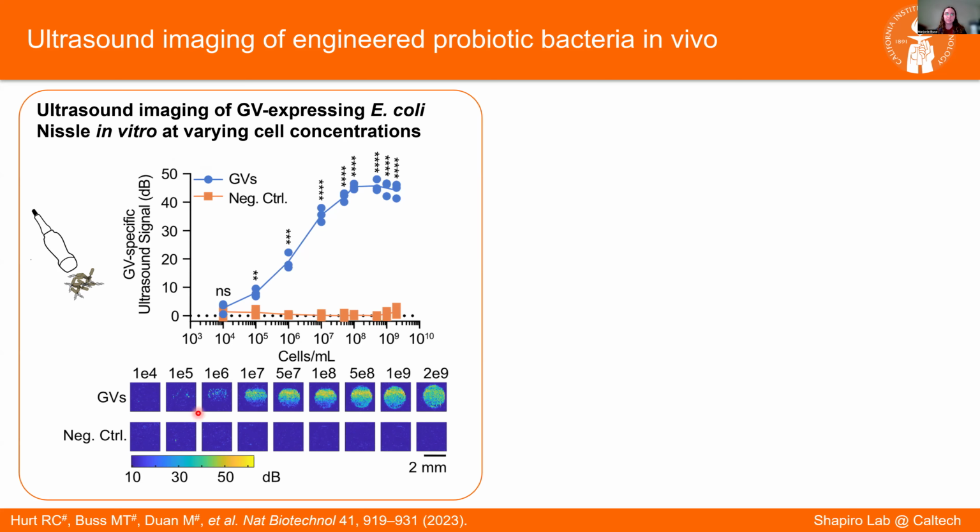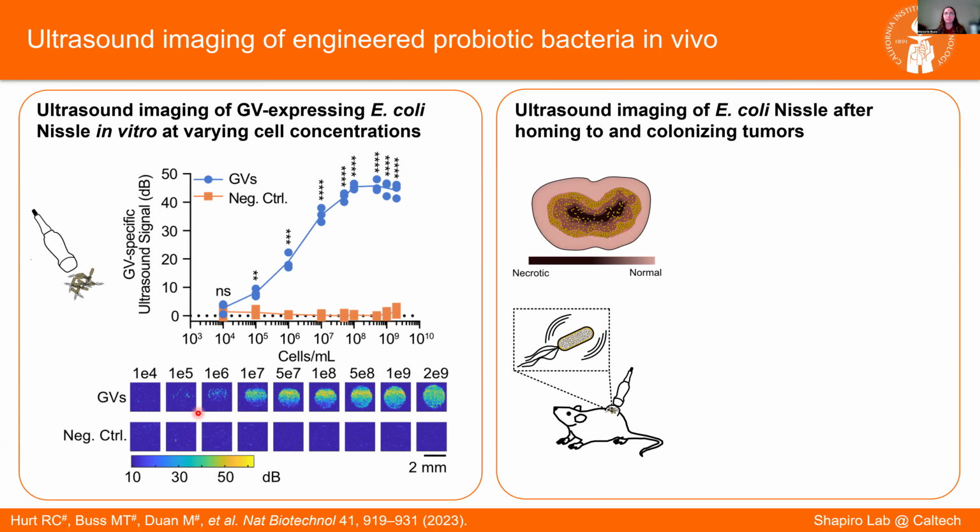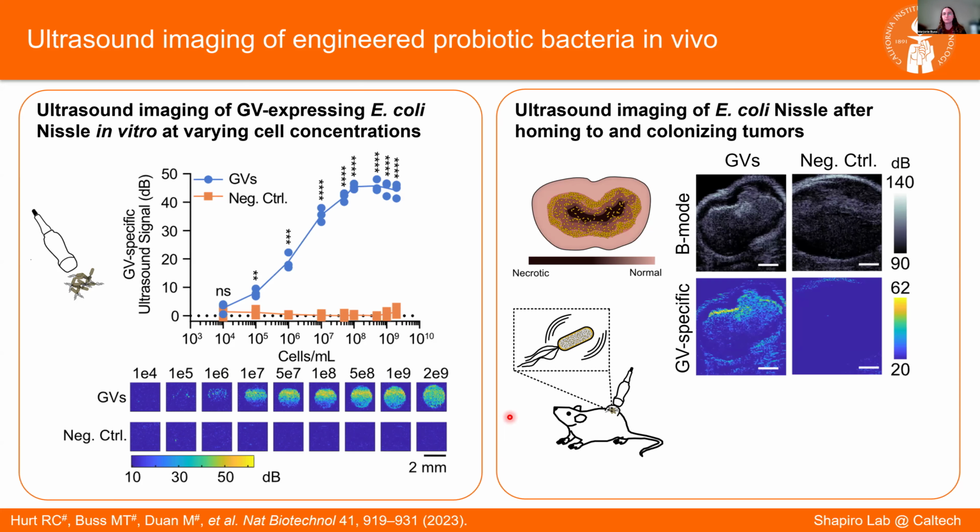So once we had that working, we wanted to go in vivo in the first main application, which is in tumor homing bacteria. So we got the engineered Nissle to home to tumors in mice by injecting them in the tail vein, and then we injected the mice with arabinose to induce the gas vesicle expression, and then did some ultrasound imaging to look for the bacteria inside the tumors.